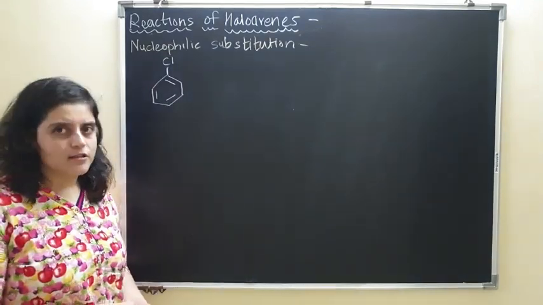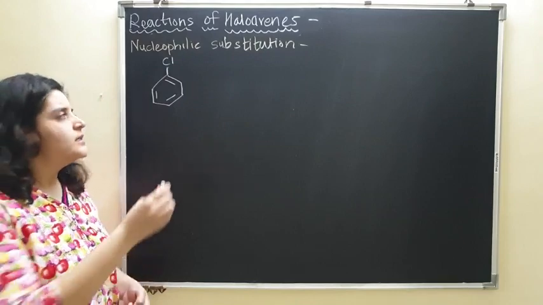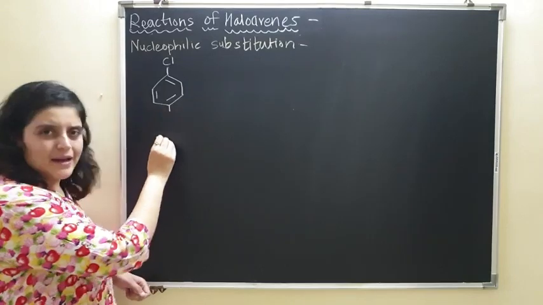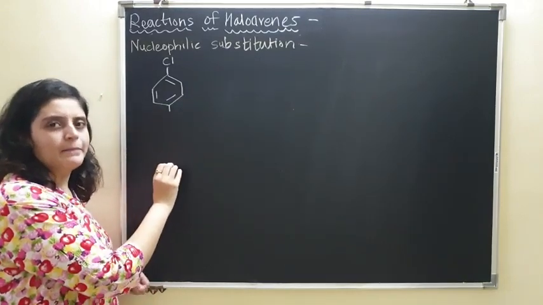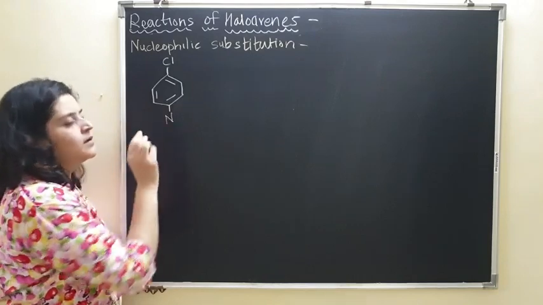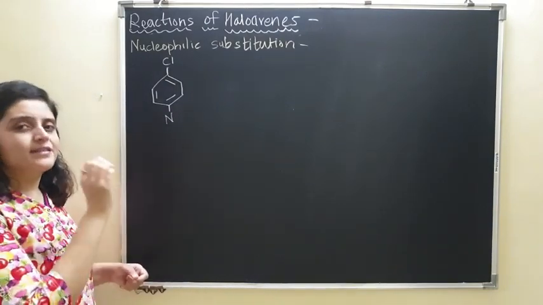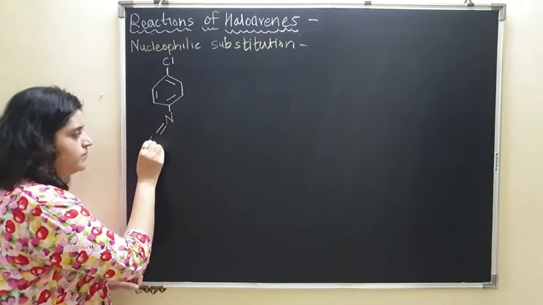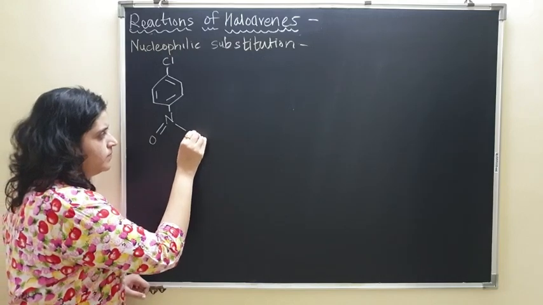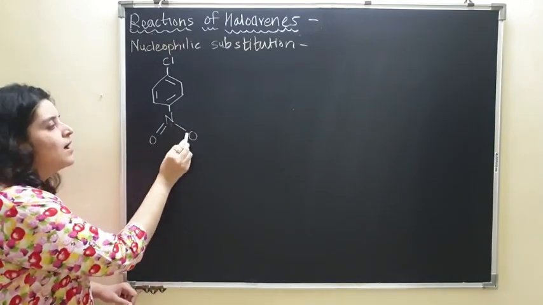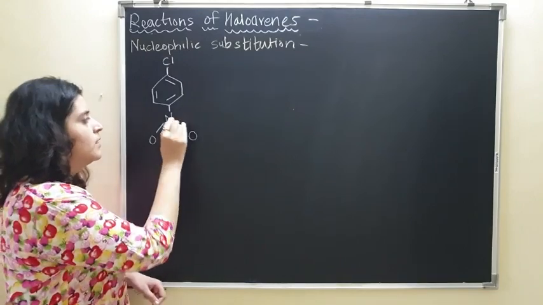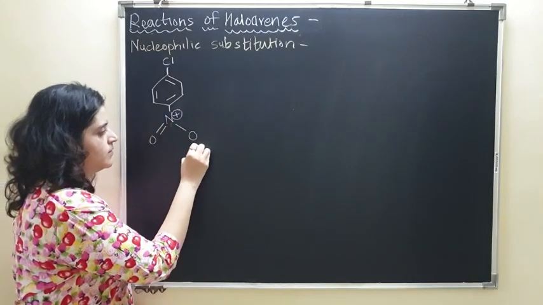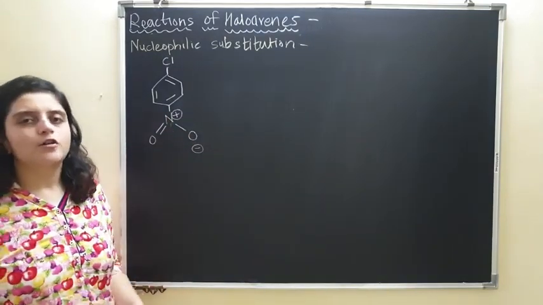I have drawn the structure of chlorobenzene, and let us put our electron withdrawing group at the para position. Imagine that we have a nitro group at the para position. Now the structure of the NO2 group in reality is like this: N double bond O and single bond O. Now there is going to be a positive charge on nitrogen and a negative charge on this oxygen.